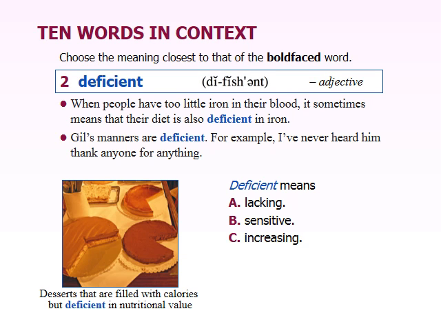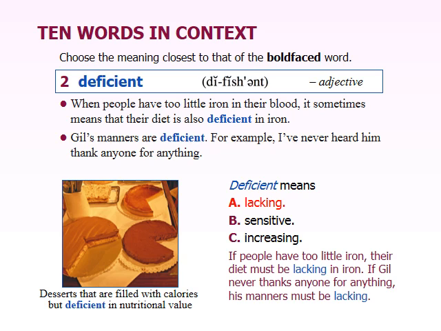Deficient. Deficient is an adjective. When people have too little iron in their blood, it sometimes means their diet is also deficient in iron. Jill's manners are deficient. For example, I've never heard him thank anyone for anything. So deficient means lacking. Normally when we use deficient, we mean lacking something specific. That something specific is missing.